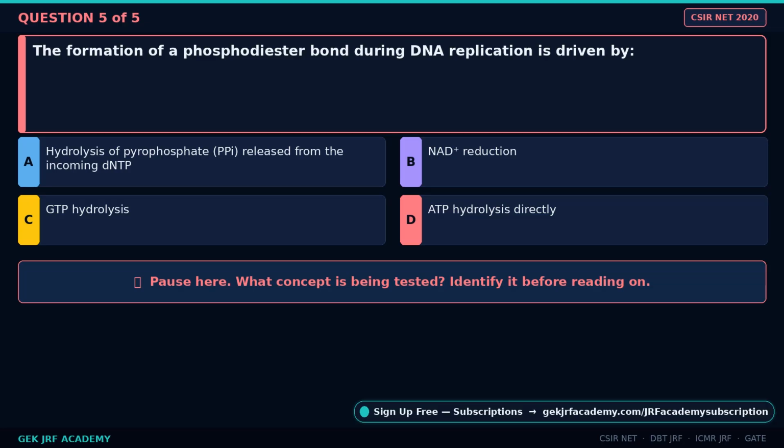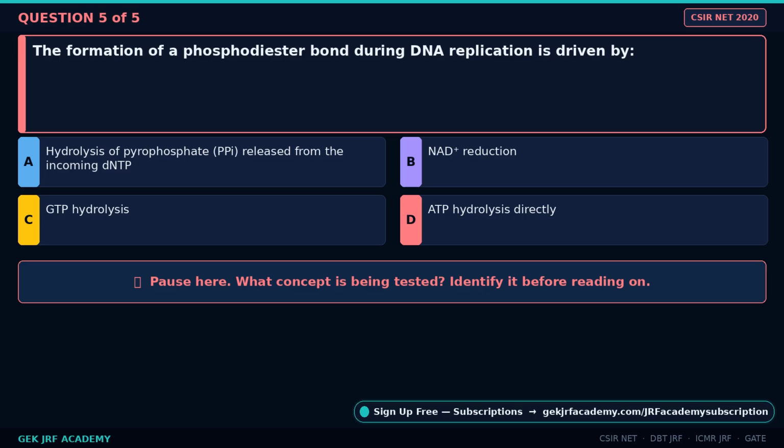Question 5. The formation of a phosphodiester bond during DNA replication is driven by Option A. Hydrolysis of pyrophosphate released from the incoming deoxynucleotide triphosphate. Option B. Reduction of NAD+. Option C. GTP hydrolysis. Option D. ATP hydrolysis directly. This question is about thermodynamic coupling, the strategy cells use to drive an otherwise reversible biosynthetic reaction to completion. Pause and think.